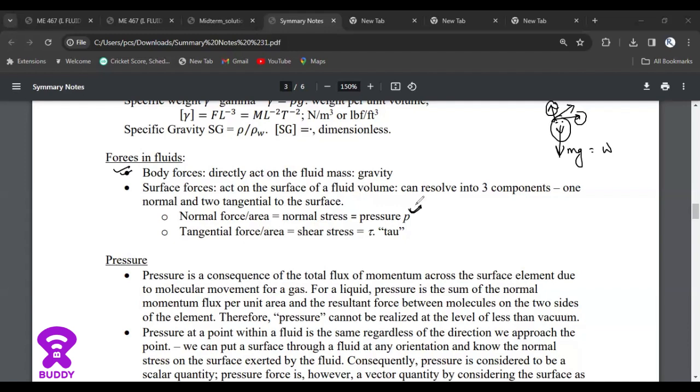That normal force only we are calling what? The normal stress we are calling pressure, and the tangential force per unit area we denote by shear stress, right? So basically we have the two forces. One is shear stress, pressure, and there's a body force, three forces. Okay. Right.